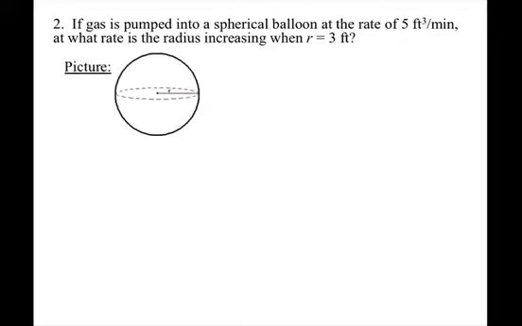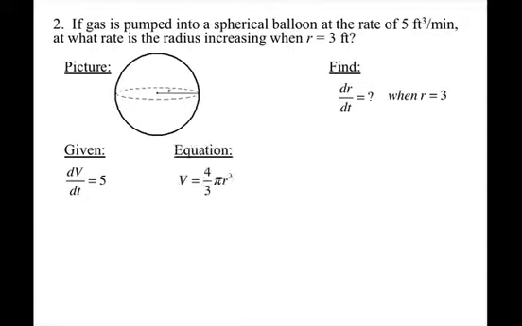For number 2, if gas is pumped into a spherical balloon at the rate of 5 feet cubed per minute, at what rate is the radius increasing when r is 3 feet? So here is my spherical balloon with the radius of r. I am given dV/dt, which is 5. I want to find dr/dt when r is 3.